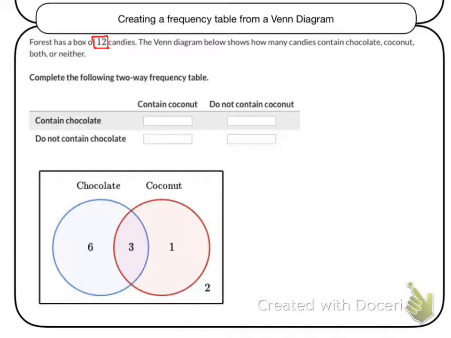So now, contains chocolate. If we're looking at this box here, which ones contain chocolate and contain coconut? We could pick out the information from the Venn diagram and move it onto here, or we could just fill in the boxes, but we'll just fill in the boxes. So contains chocolate and contains coconut are going to be the ones in here. These are the ones that contain both. So we have a total of 3.